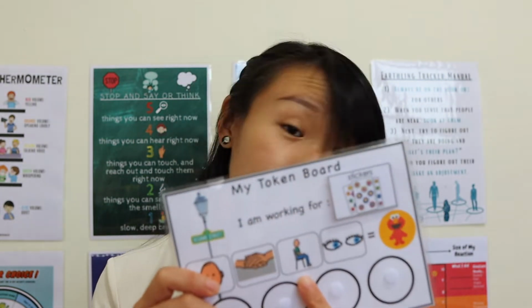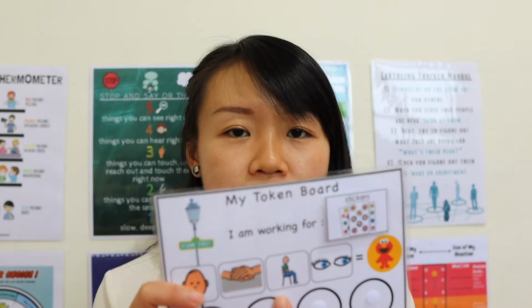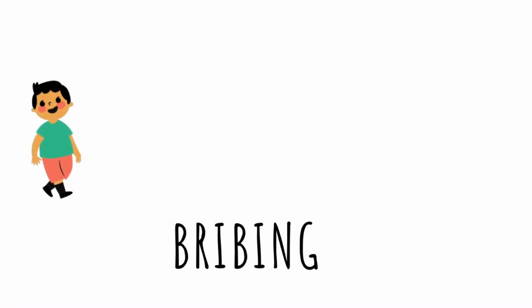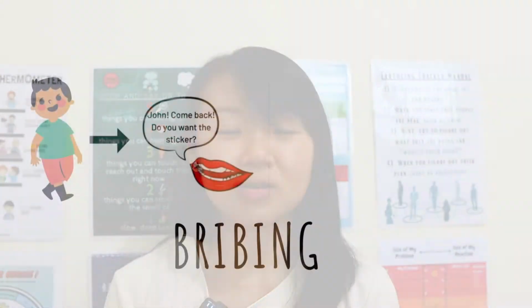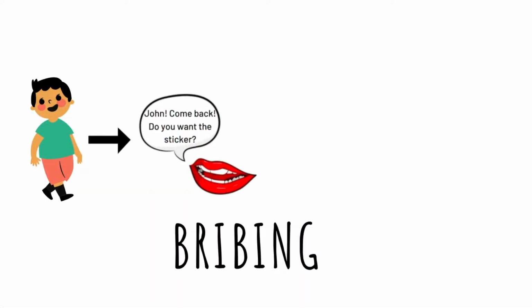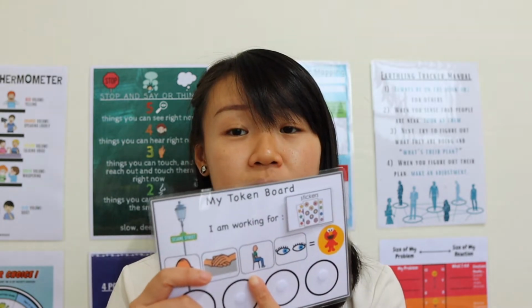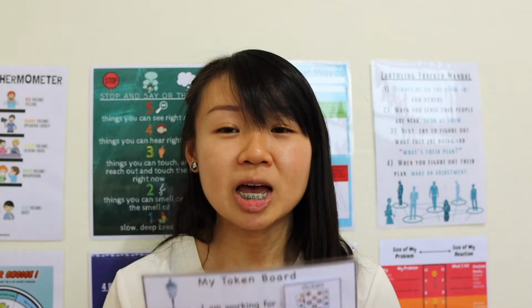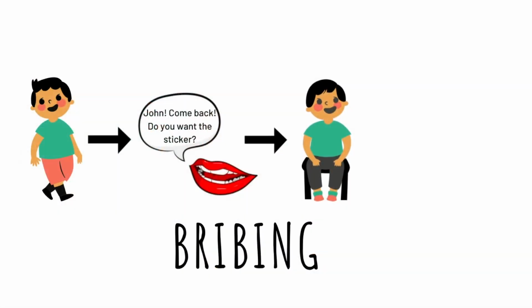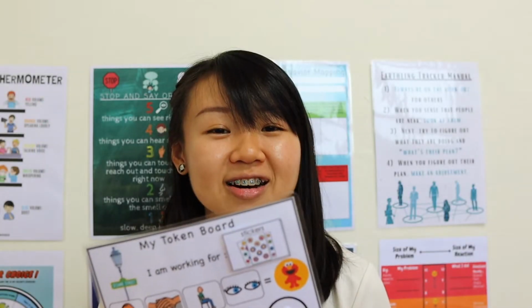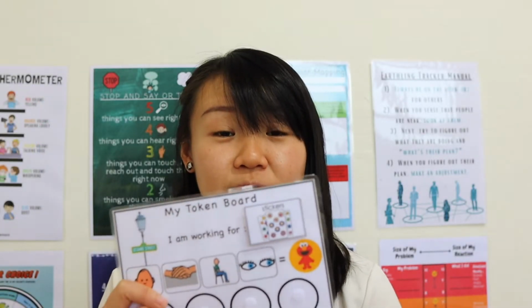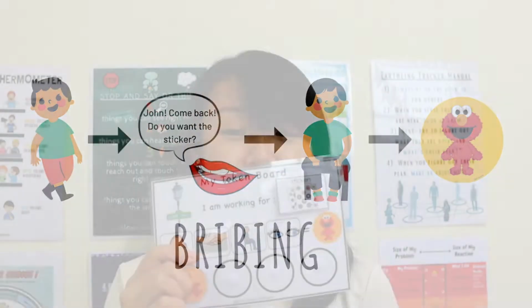For bribing, for example, let's say you want to work on his sitting behavior while he's working with you on the chair, but he stood up and started to walk away or run away. And what you did was call his name. "John, come back. Do you want the sticker? You want the sticker? You got to sit down." That is bribing. So the child comes back and sits down because he is motivated by the sticker, and you immediately reinforce and give him a token.